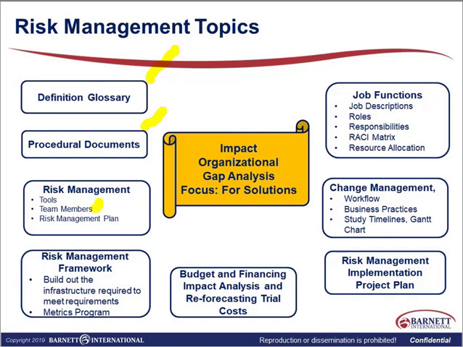your risk management framework. For example, you're going to want to look at your risk-based quality management plan that you have within your organization, and you're going to want to make sure that if you have not, you build out or update your infrastructure to meet the requirements. You're going to want to look and see if you have a metrics program and if it needs to be updated. I also put this down here just as a reminder to think about budget and financing impact analysis and reforecasting trial costs, particularly as you adopt an adaptive approach to your monitoring.